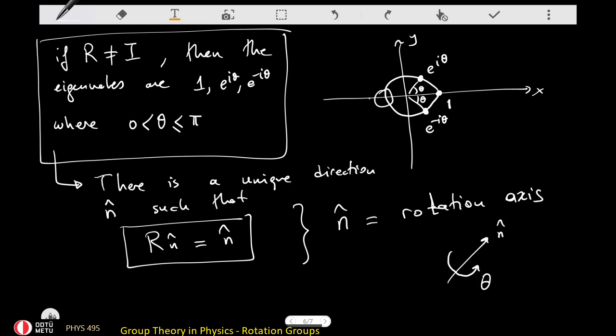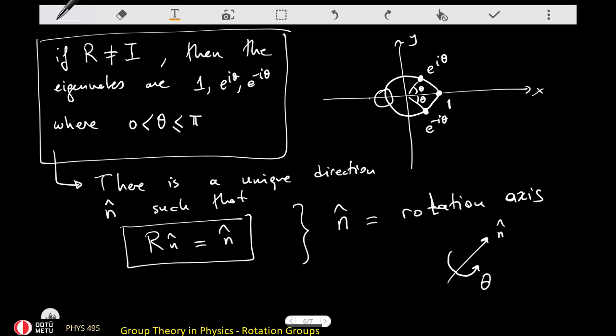It's kind of obvious that since this eigenvalue 1 is unique, this n is a real vector. You can choose it as a real vector. There's just a unique direction where this property is satisfied, so n is a unique vector. I'm going to normalize it so that n is a unit vector. We can always do this normalization.